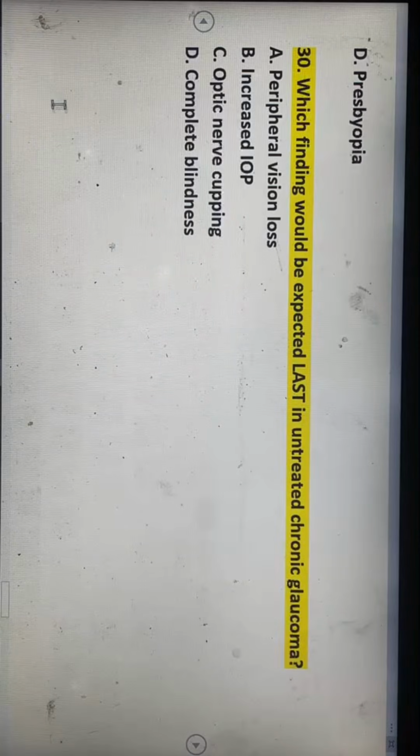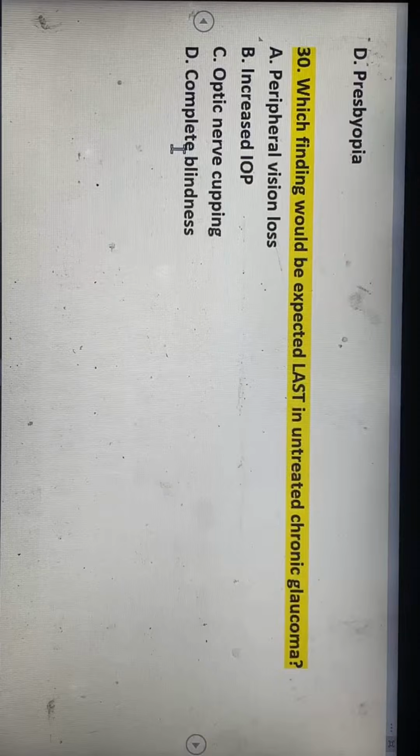Finally, number 30. Which finding would be expected last in untreated chronic glaucoma? A. Peripheral vision loss. B. Increased IOP. C. Optic nerve cupping. And D. Complete blindness. I love this question. This question looks statistical. It covers almost all the signs and symptoms of glaucoma. So let's find the definitive, correct, precise answer.